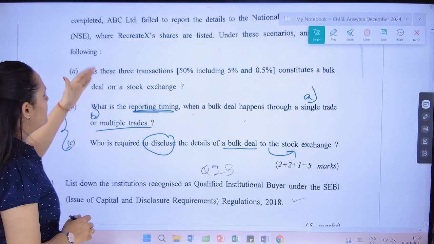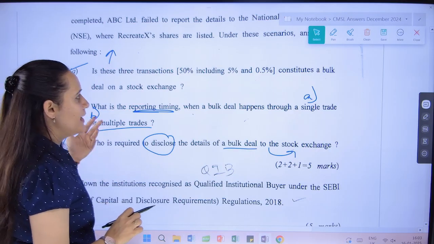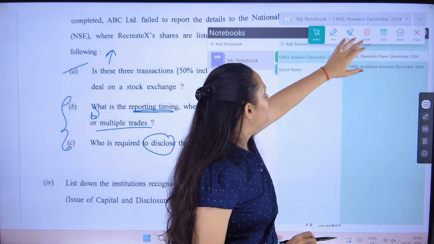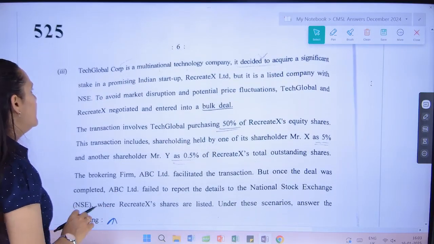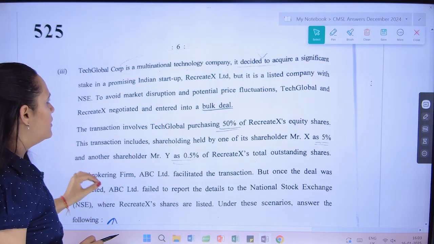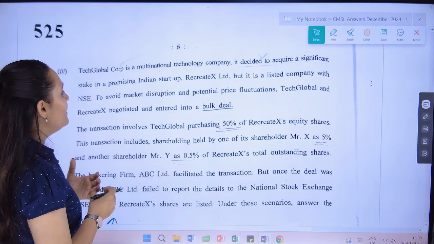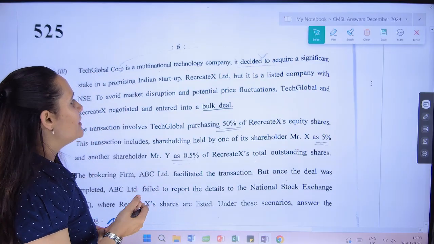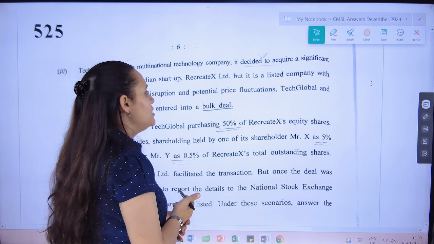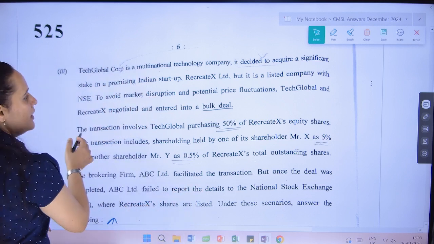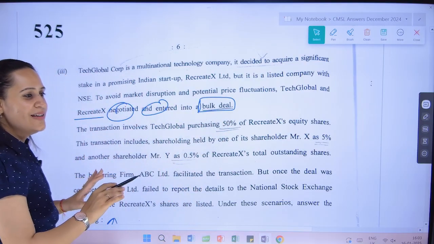Okay. And the first question you have to read. It is on the basis of interpretation. It is from the secondary market chapter. So let's quickly read through the facts to see whether it is a bulk deal or not. Tech Global Corporation is a multi-technology company. It has decided to acquire a significant stake in promising Indian startup Requisite Limited, which is a listed company with the NSE. To avoid market disruption and potential price fluctuations, Tech Global and Requisite have negotiated and entered into a bulk deal. They have only told that they have entered into a bulk deal.